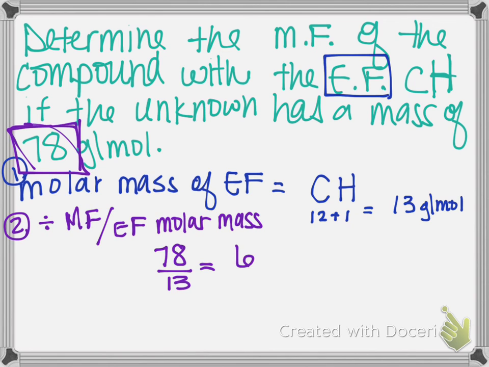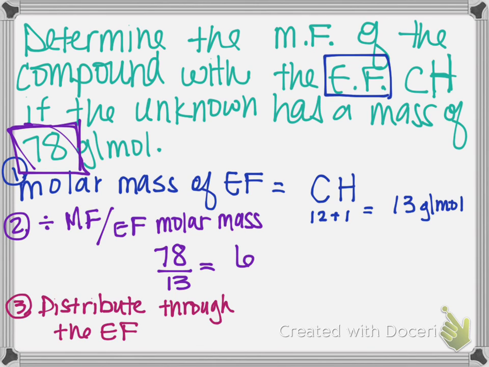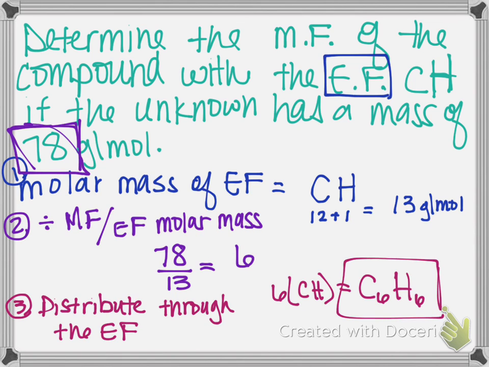So what that tells us is that our unknown is 6 times heavier than our empirical formula. Okay, so if you like to have your steps again, we would say step 3 is distribute through the empirical formula. So I would take 6 times CH. You don't have to write it out like that, but all it gives us is C6H6. All right, this is our final answer. 6 is not our final answer. That's not how we would give our final answer. Our final answer is telling us that our unknown is 6 times heavier than our empirical formula, which would equal C6H6.